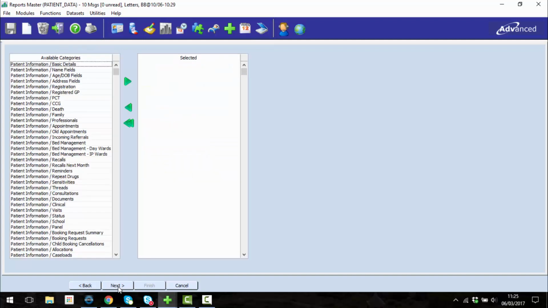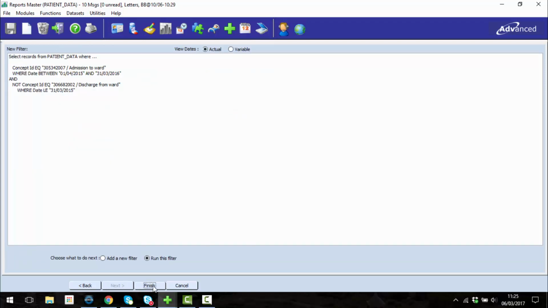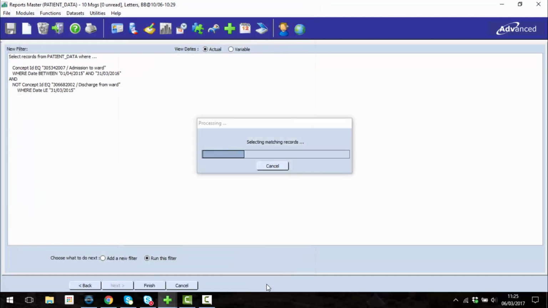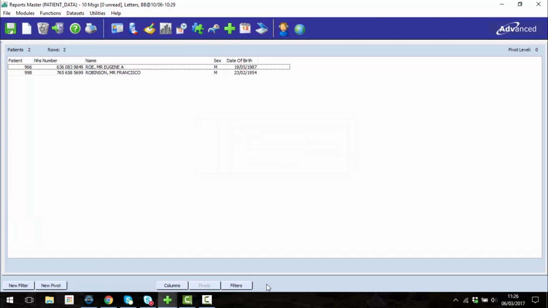Hit next. Don't need to worry about other categories now. Hit next again. Hit finish. Choose my output fields if I want them, or hit OK. Now, because these codes are indexed, the system does it really quickly, and I've only got two patients, but there are my two patients who've had a first admission between my two dates.